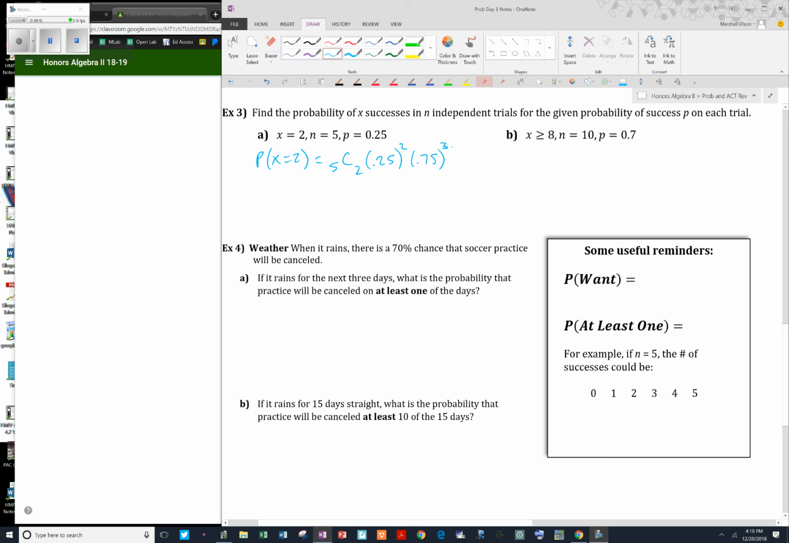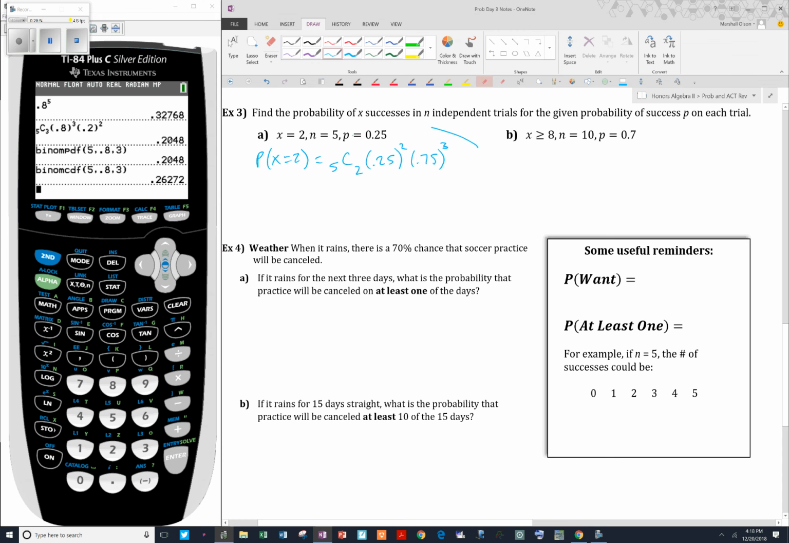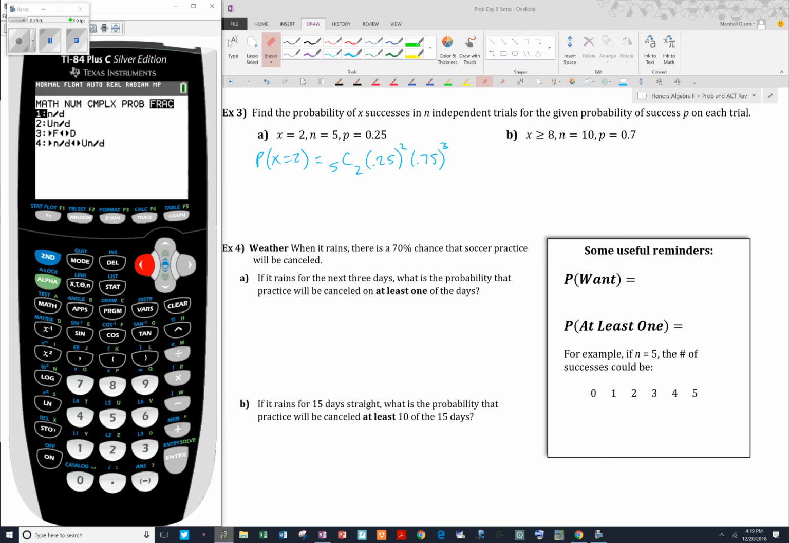Okay, and I'm not even going to worry about doing the binomial PDF on this one. I think you should just type it in like this whenever you can. I think it's just as easy. So we're going to go math, probability, number 3, 5 choose 2, and then get out of there. 0.25 taken to the second, and then 0.75 taken to the third.